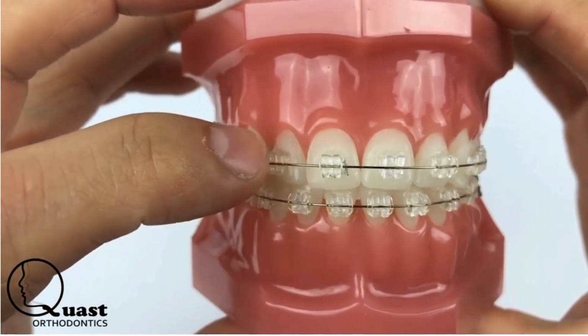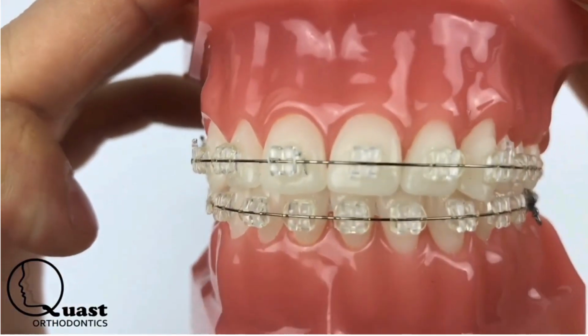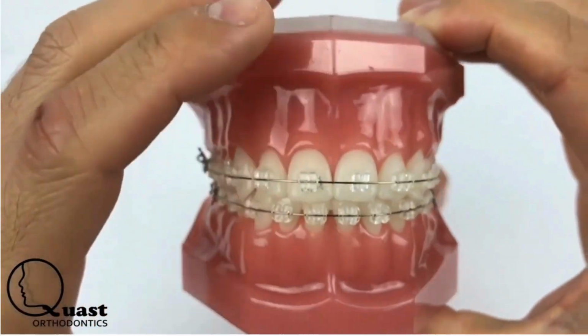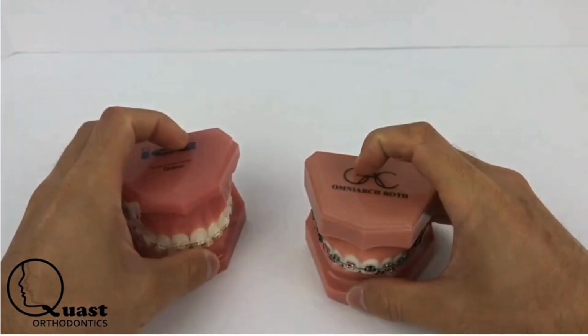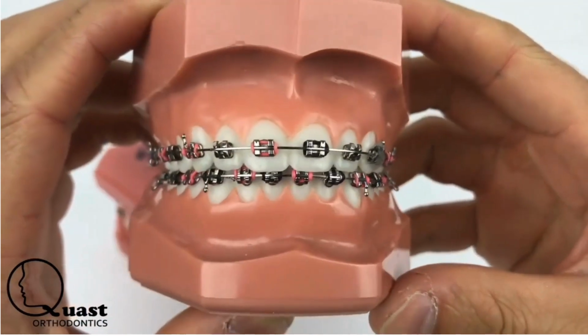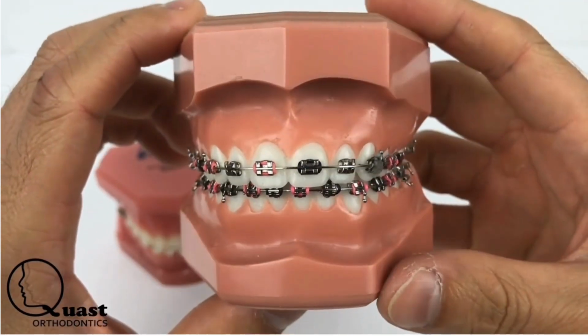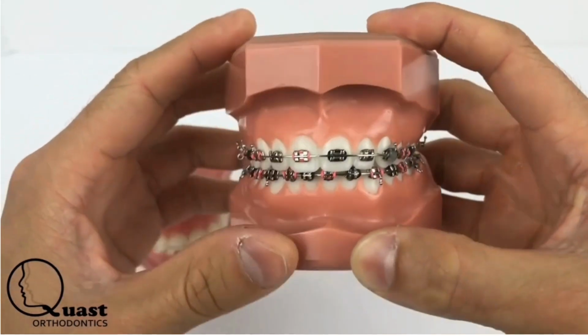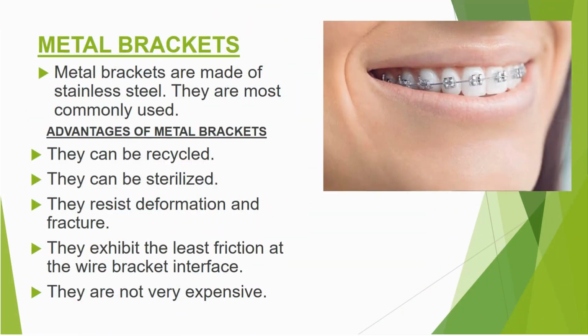There are two types of pre-adjusted edgewise brackets. One is ceramic, which is made up of aluminium oxide and zirconium oxide, and the other one is metal brackets, which is made up of stainless steel. These brackets are most commonly used. Now we will see the advantages and disadvantages of the metal and ceramic brackets.